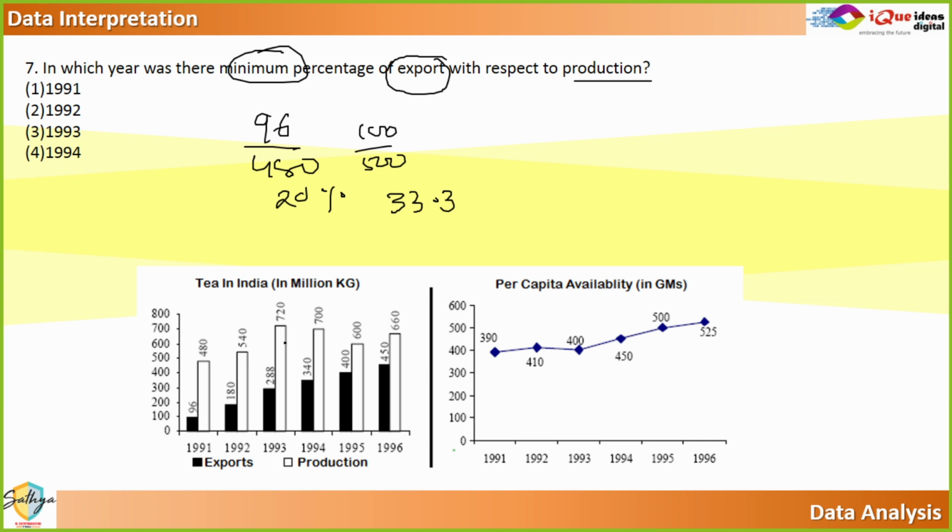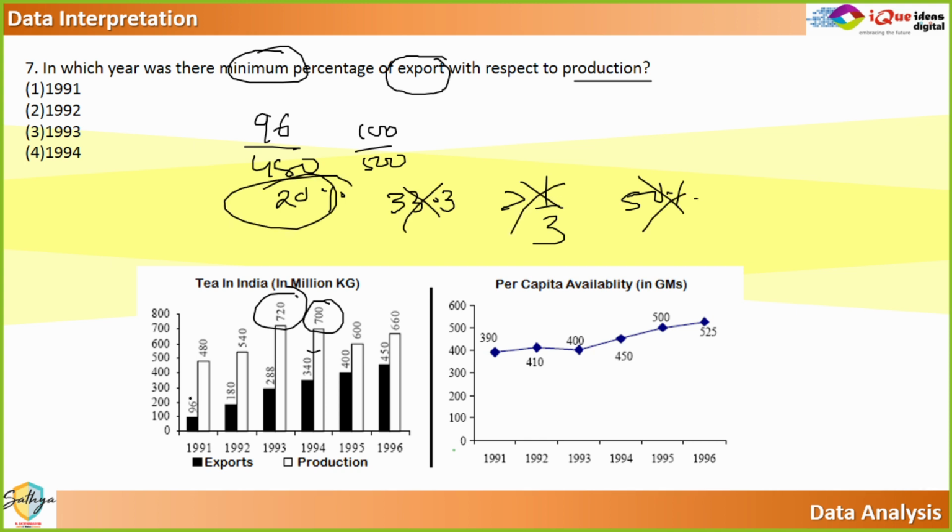For 93, 288 and 720. 288 multiplied by 3 is more than this, so this is definitely greater than 33%, greater than 1/3. And 340 by 700 is almost close to 50%. So these three are eliminated. The minimum value, even by looking at the graph, is a very small portion, less than 1/4. So definitely 91 is my answer. Minimum export to production is in the year 91, option A.